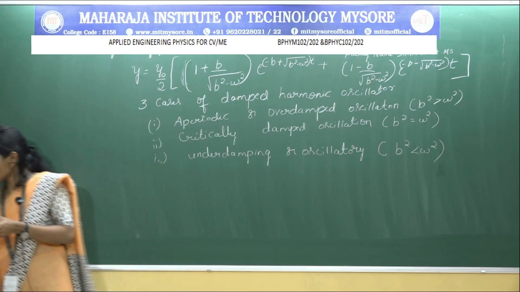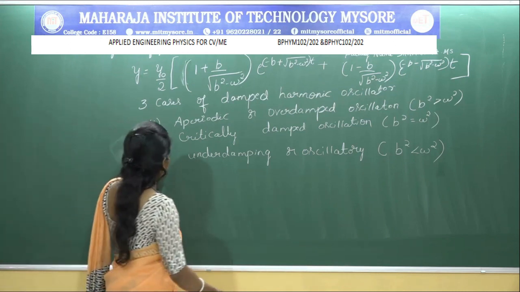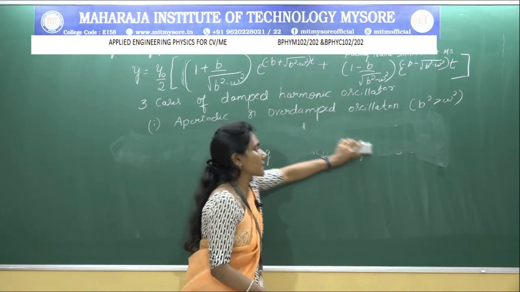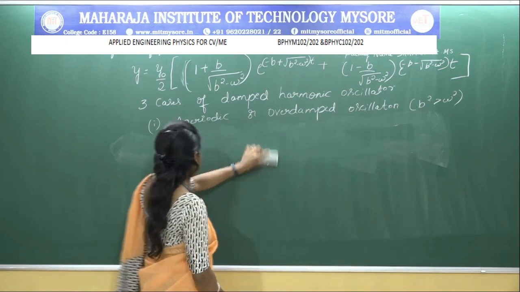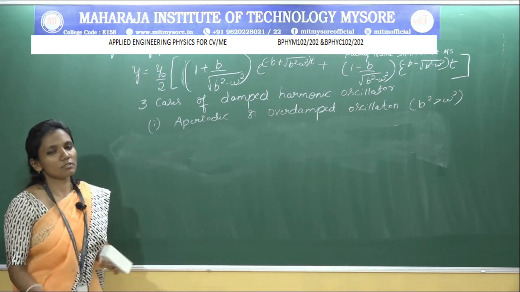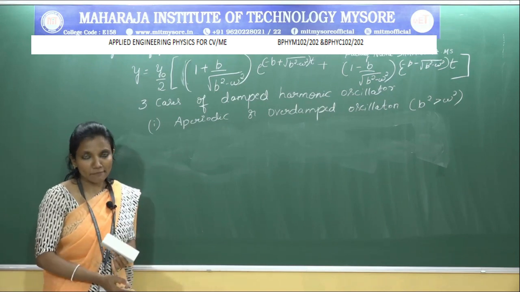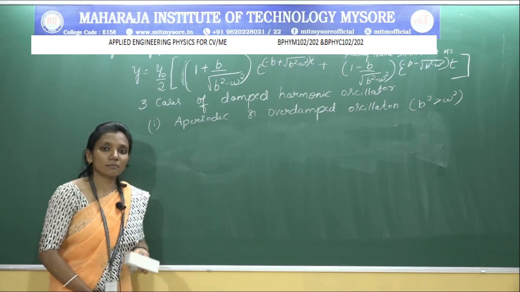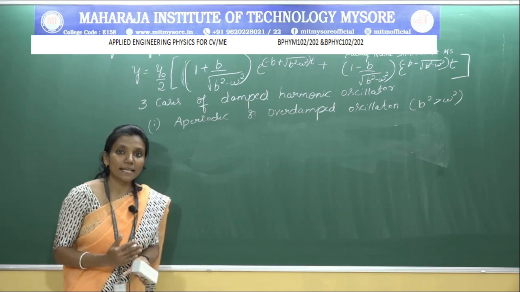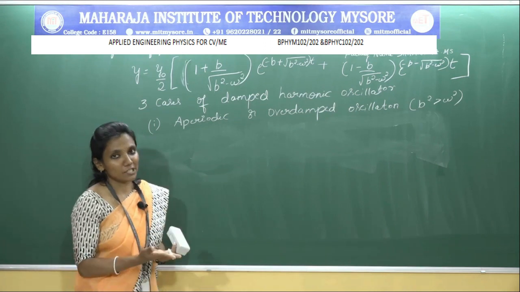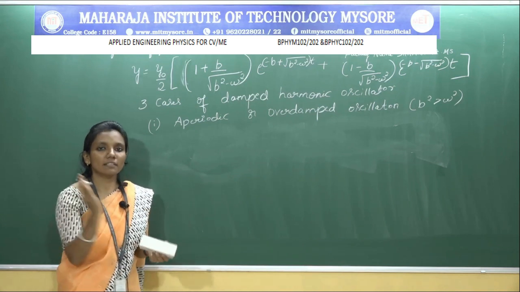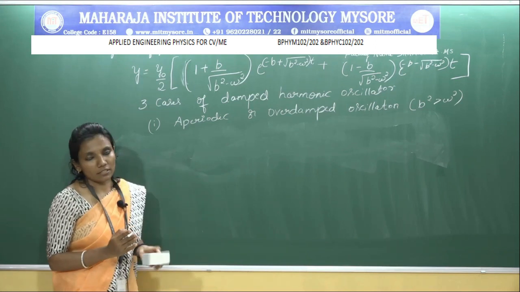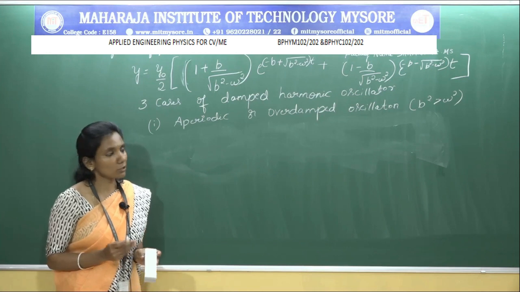First is aperiodic or overdamped oscillation, when b square is greater than omega square. Periodic motion means the motion which repeats itself after a regular interval of time. Aperiodic is the opposite of periodic, meaning the body will come back to the equilibrium position without oscillation. It will move and immediately come back to its equilibrium position. That is aperiodic, or else we call it overdamped oscillation.